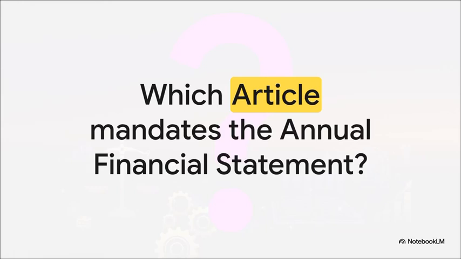Okay, let's do a quick memory check. Based on what we discussed right at the beginning, which article actually mandates the annual financial statement? Is it 110, 112, 114, or 266? If you said B, Article 112, you hit the nail on the head. It's the constitutional bedrock we've been exploring.